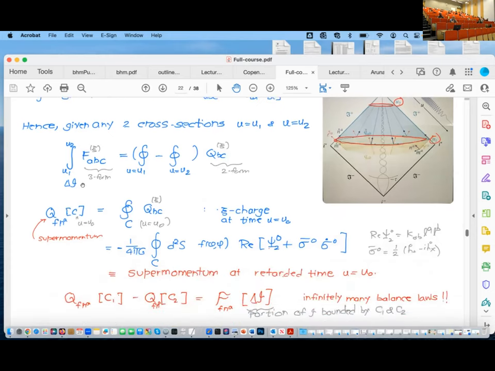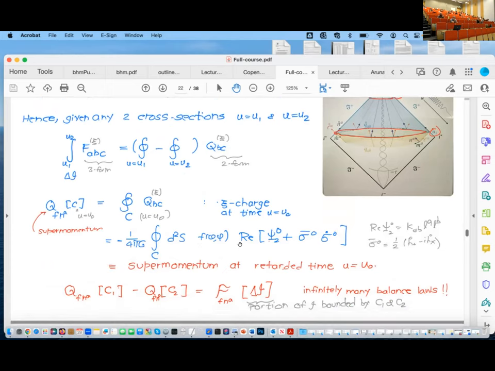And the supermomentum, the charge integral, is called the supermomentum. It's a two surface integral. And that supermomentum is just given by the real part of psi 2 naught. And remember, we had seen this to be a measure of the Coulombic part of the gravitational field. It is the coefficient of the 1 upon r cubed part of the Weyl tensor.